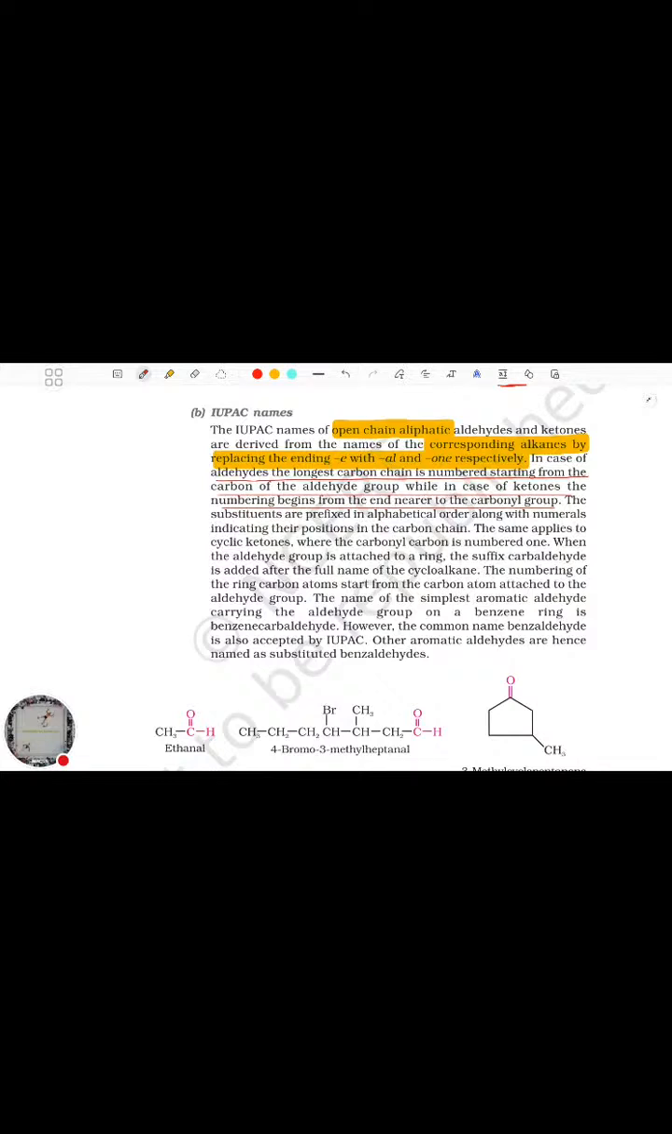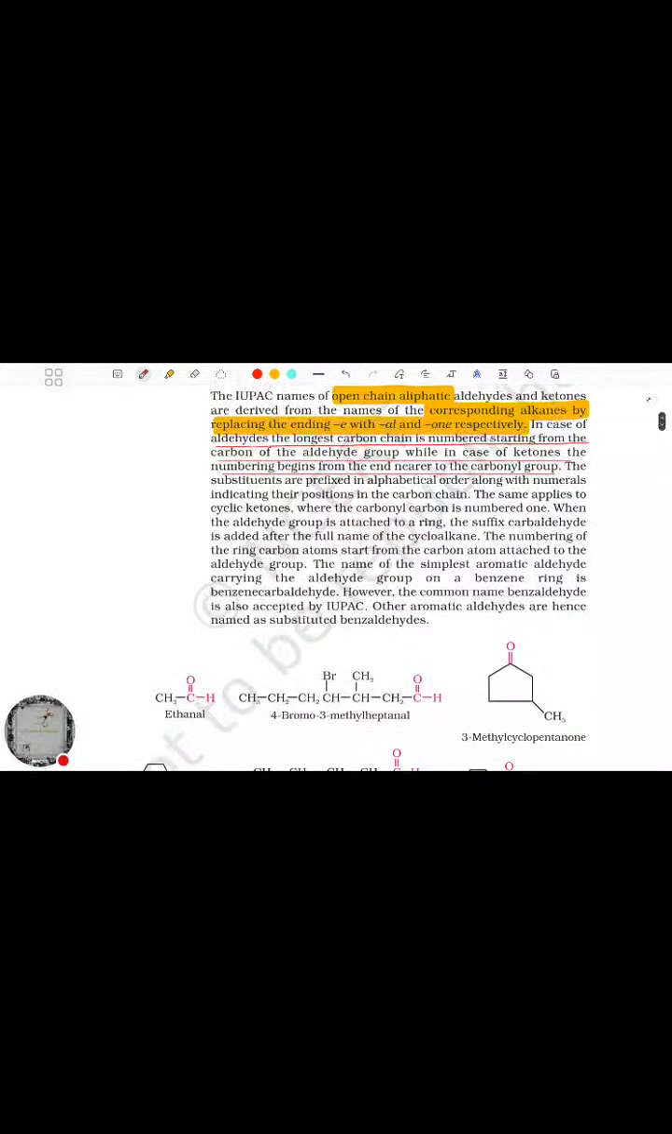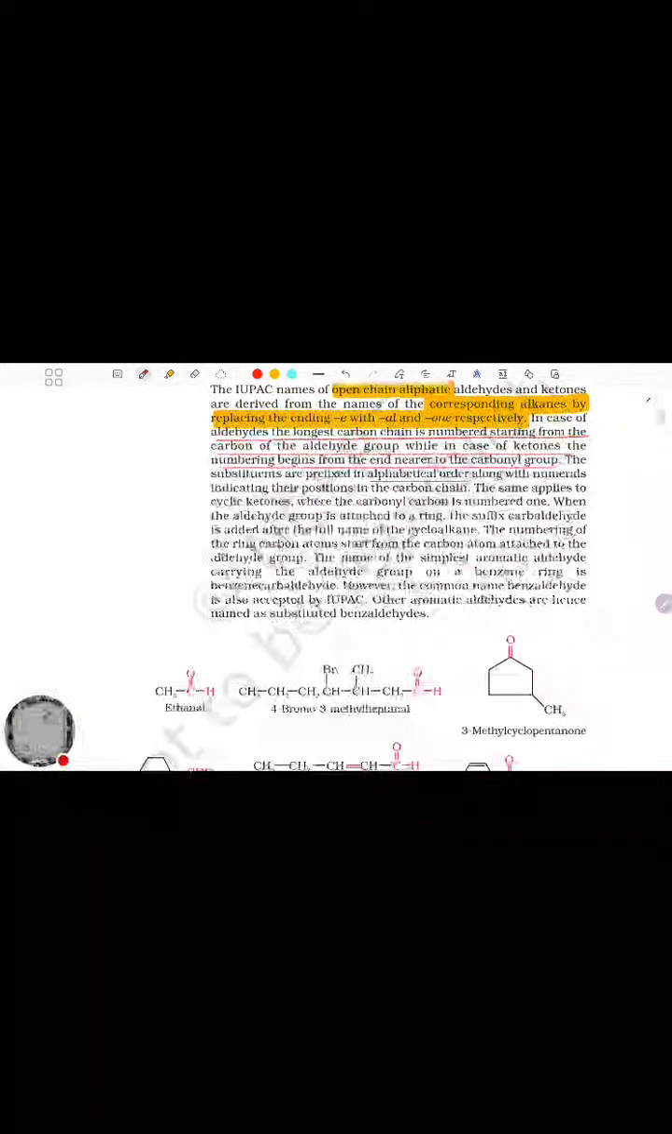Substituents are prefixed in alphabetical order along with numerals indicating their positions in the carbon chain. That is, we will give the substituents a certain alphabetical order preference, and based on that we will prefix them, with numerals indicating their positions. So we will make use of alphabetical order for the substituents. Okay, the same applies to the cyclic ketones.